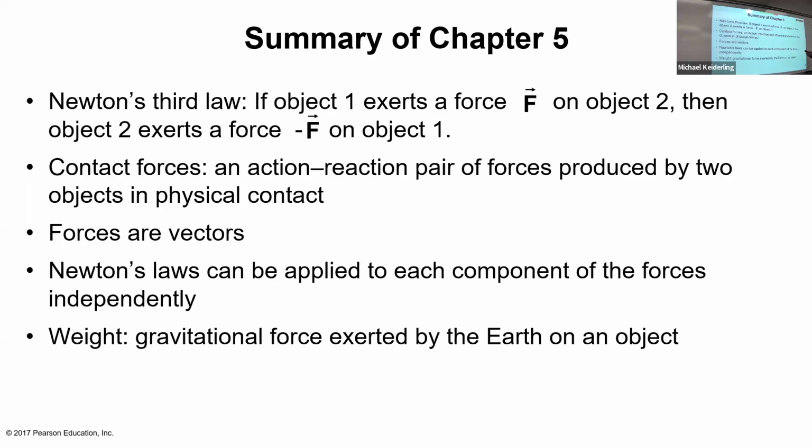Newton's third law is that if object 1 exerts a force F on object 2, object 2 will exert a force minus F on object 1. You get forces equal in size and in the opposite direction to each other. These are called action-reaction pairs. Contact forces are an action-reaction pair of forces produced by two objects in physical contact. So Newton's third law says that all forces come in pairs. They're action-reaction pairs. So for any force, there will be a reaction pair to it, partner to it.